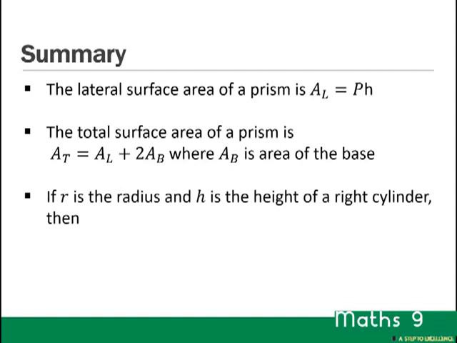If R is the radius and H is the height of a right cylinder, then AL equals 2 pi RH, AT equals 2 pi RH plus 2 pi R squared, and volume equals pi R squared H.